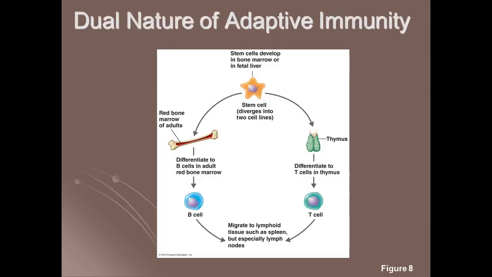T and B cells develop from stem cells in the red bone marrow. So you'll see here that this is your red bone marrow. Both the T and the B cells start out here, and then eventually they both go in a different direction and then join up again at the lymphoid tissue.